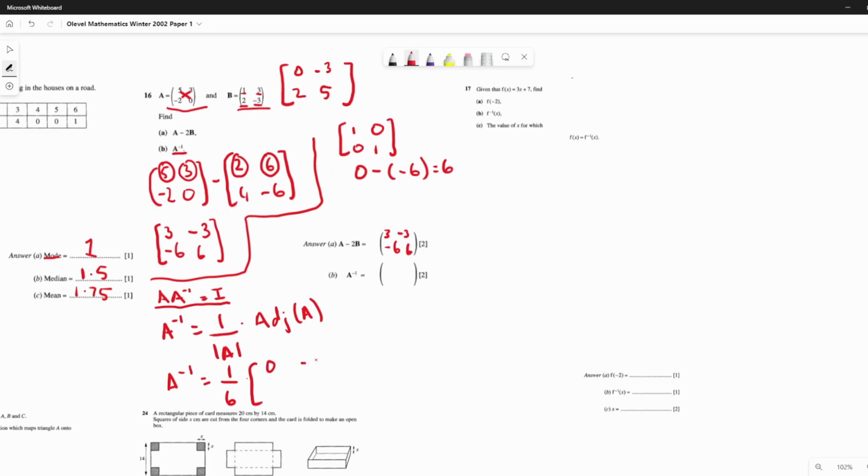Now we could solve this out. We could multiply these, or we could leave these like this, and I think they've actually left us some space here to do this. So 0, -3, 2 and 5. We can also check this by multiplying A by these, and that should give us the identity matrix as the answer. I'll leave that for you to do, but I can confirm that if you multiply A by this, you would get the identity matrix. And obviously, if you don't know how to multiply matrices, I will have a video on that.